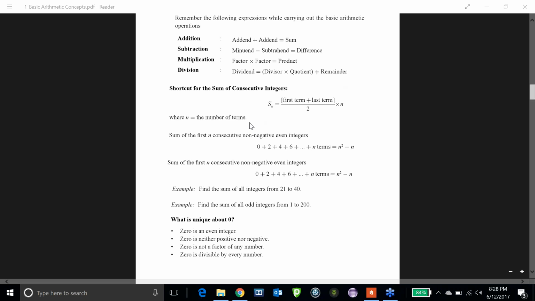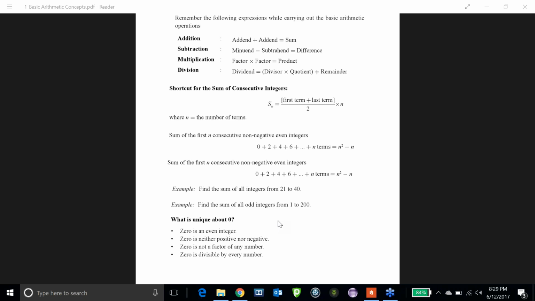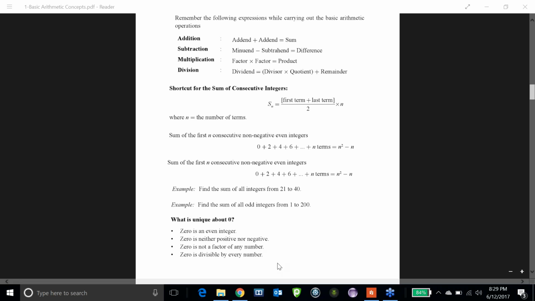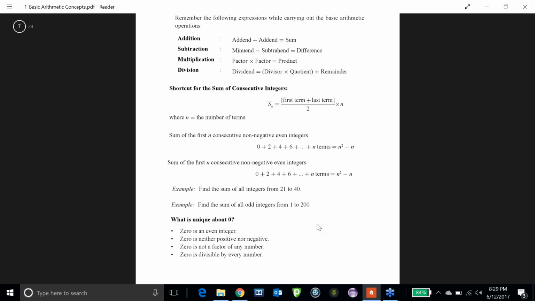See, there are a few unique things you need to remember about zero. Zero is an even integer, and zero is not a positive number or a negative number. It is just neutral. And zero is not a factor of any number, and zero is divisible by every number. These are the few things you need to remember. Why? Because while you're doing problems, you need to use the properties of numbers. So you need to remember a few things about zero and a few things about one.